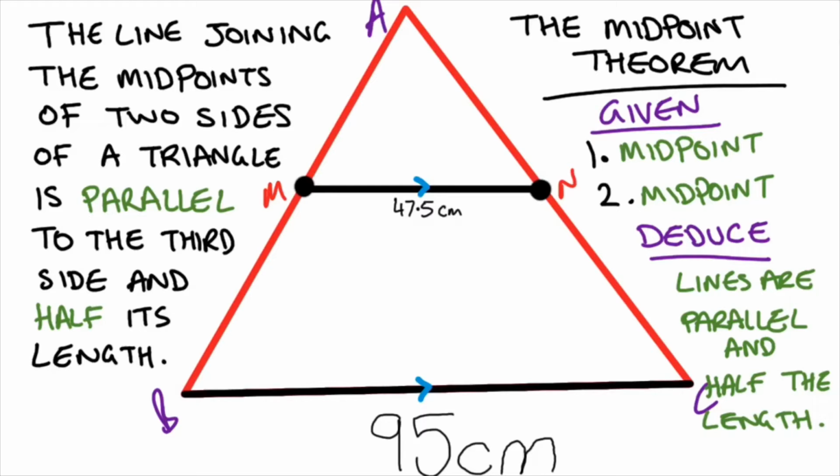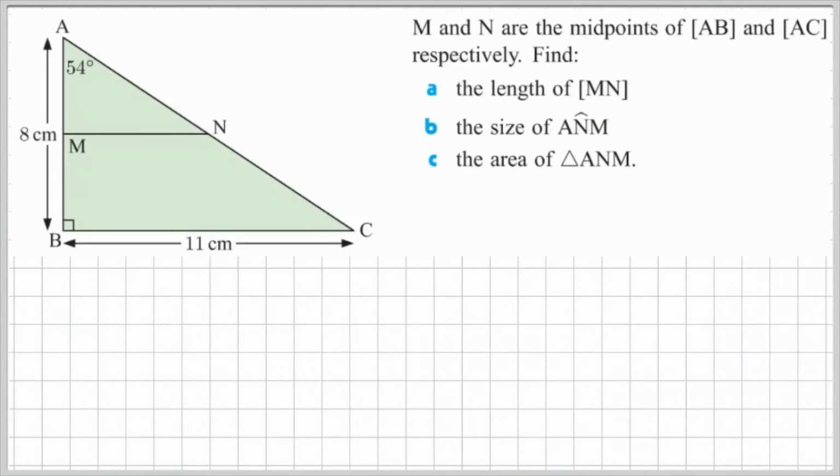So in class, one group of students made a triangle with a base of 95 centimeters and the line joining the midpoints was 47.5, which is a half of that. So let's do a question with the midpoint theorem. It says M and N are the midpoints of AB and AC respectively. Find the length of MN, the size of the angle ANM, and then finally the area of the triangle ANM.